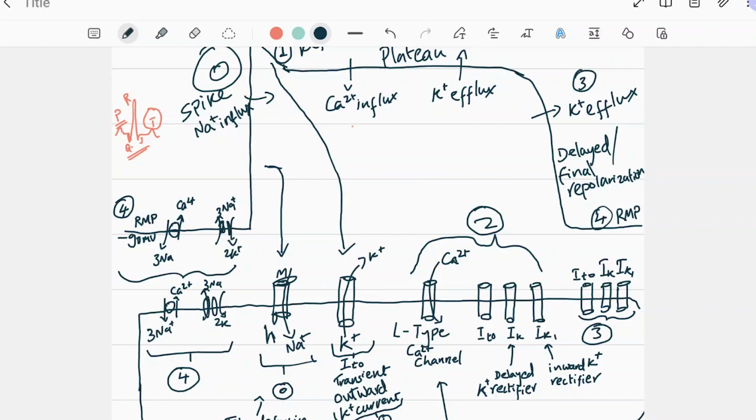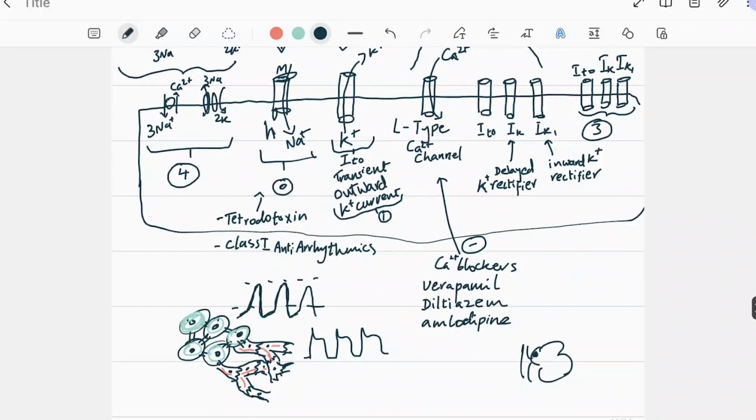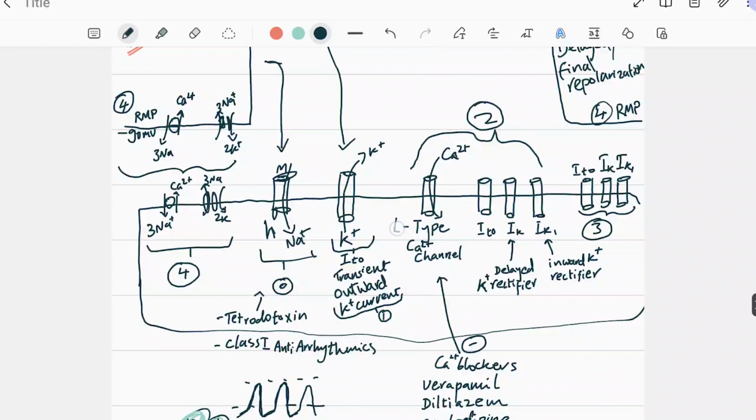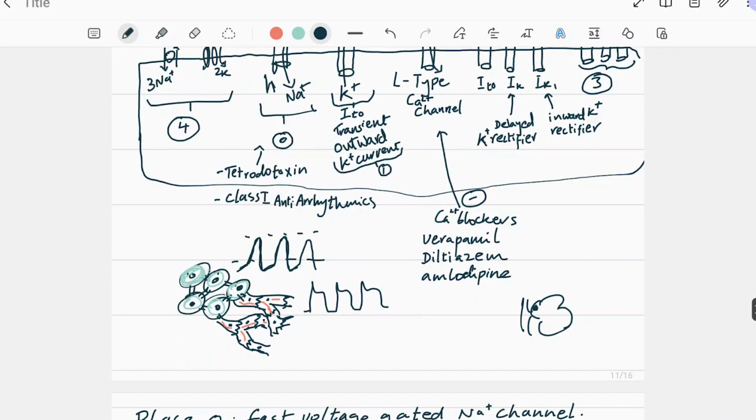Now what happens is you have the SA node with the P cells, the pacemaker cells, undergoing action potential, and that is going to induce cardiac action potential in the cardiac muscle. So the pacemaker cells make this action potential, and because of gap junctions, this depolarization is going to spread and activate the cardiac muscle and make this kind of action potential, which we know.